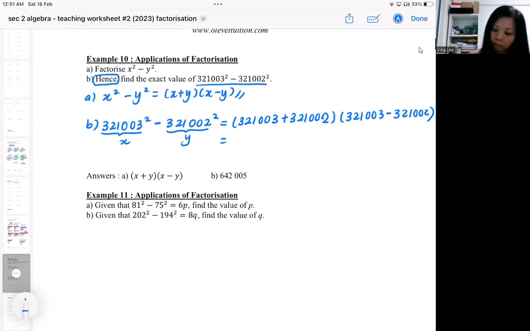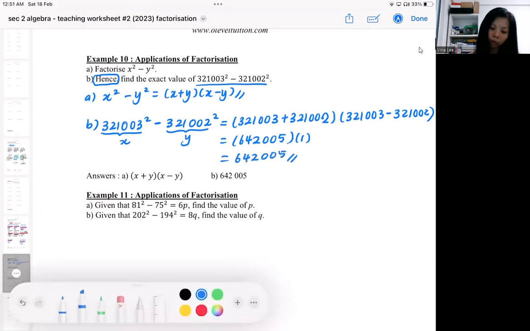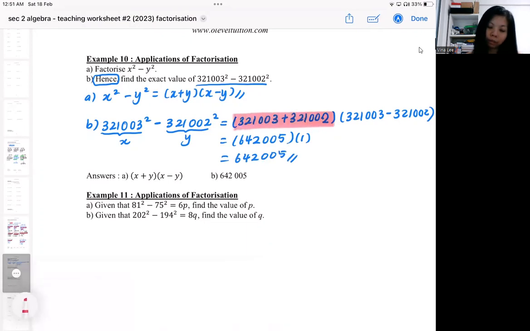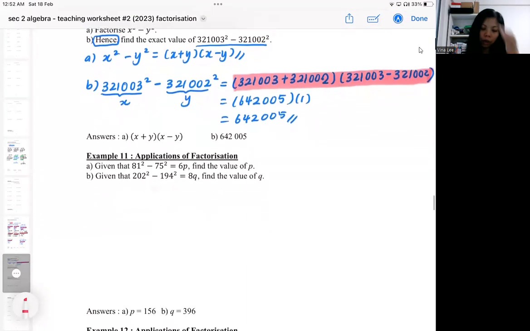So the first bracket gave you a huge number. The second bracket doesn't give you a huge number because you're subtracting. And upon subtraction, you actually get 1. So that is the final answer. But you do need to show the factorization. Okay. Now, the next one may be a little bit more challenging, but it's still the same thing.